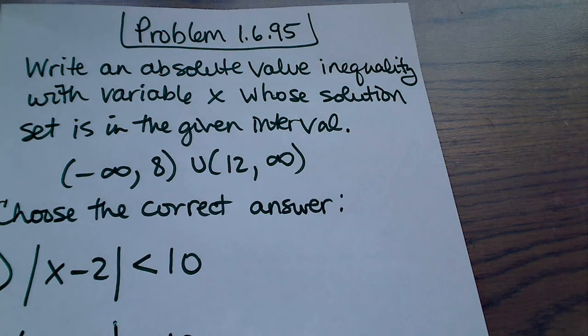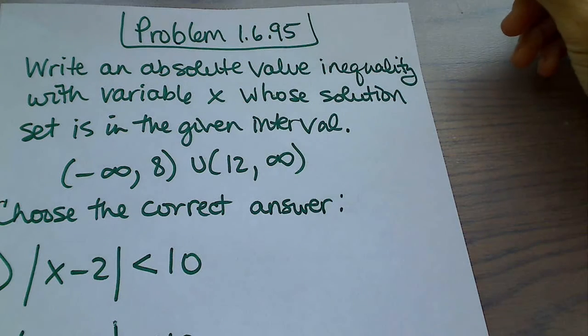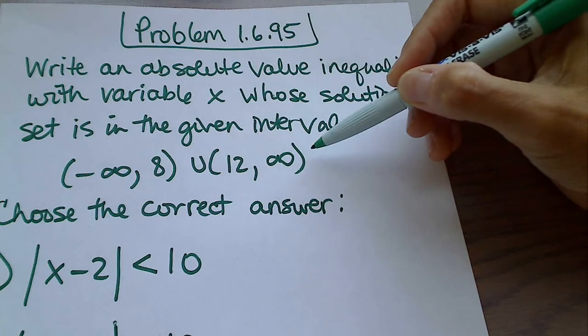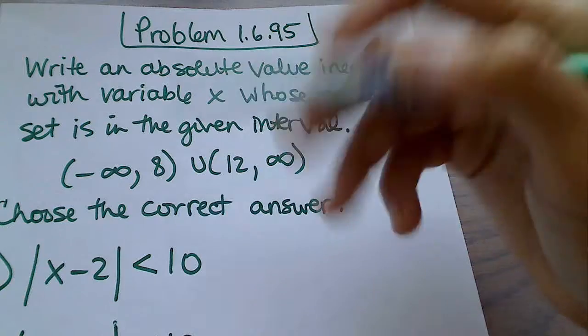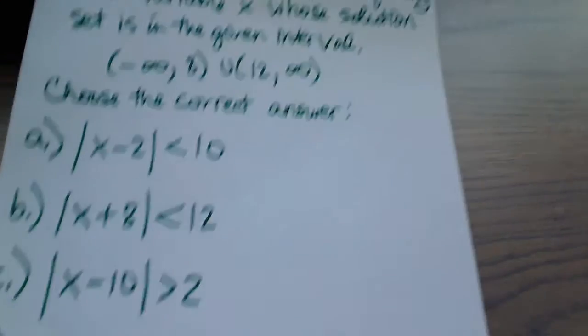So this is problem 1.6.95, and they ask us to write an absolute value inequality with variable x whose solution set is in the given interval. And so that's this interval right here. And then they're actually giving us a multiple choice here to choose from in terms of the answers.